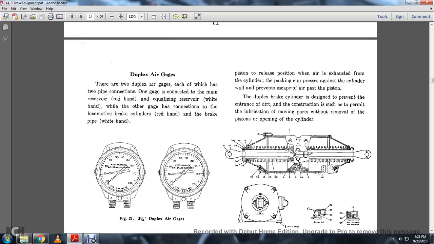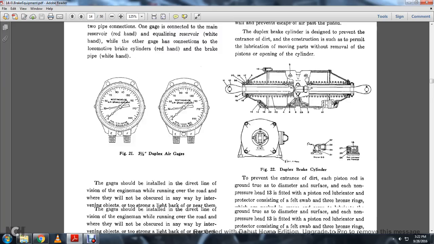the piston to release position when the air is exhausted from the cylinder. The packing cup against the cylinder wall prevents the escape of the air past the piston. The duplex brake cylinder is designed to prevent the entrance of dirt, and the construction permits the lubrication of the moving parts without the removal of the piston or opening of the cylinder.